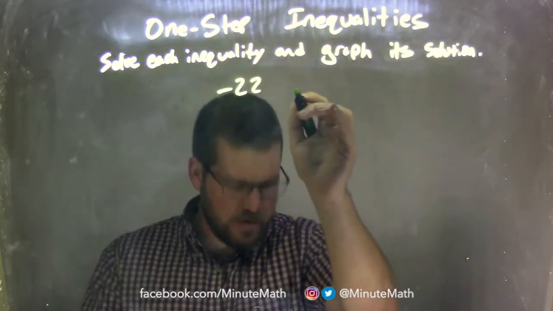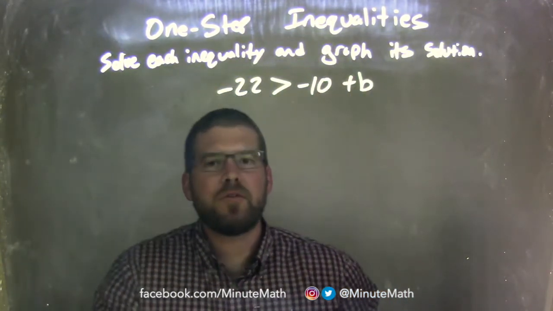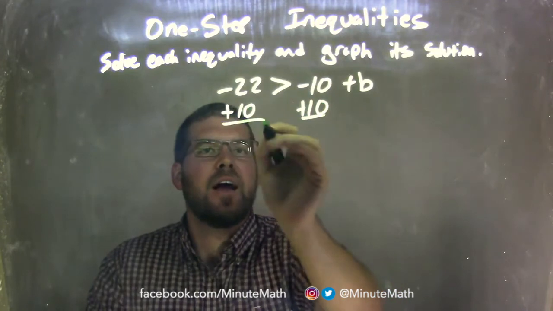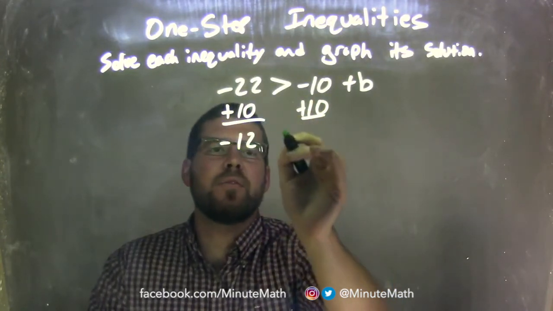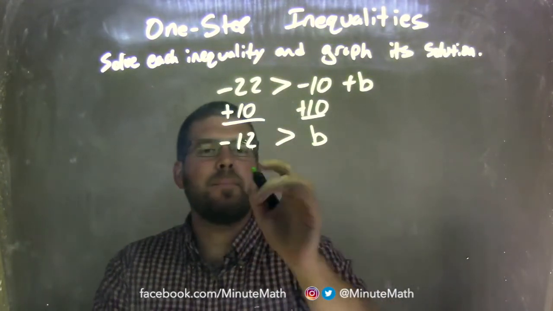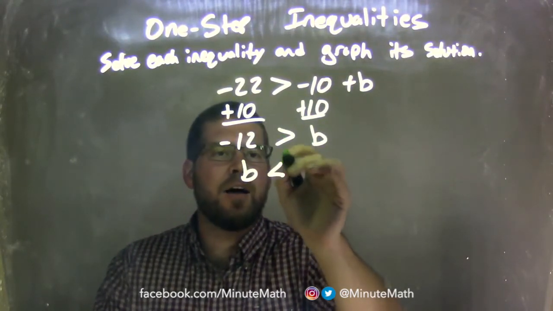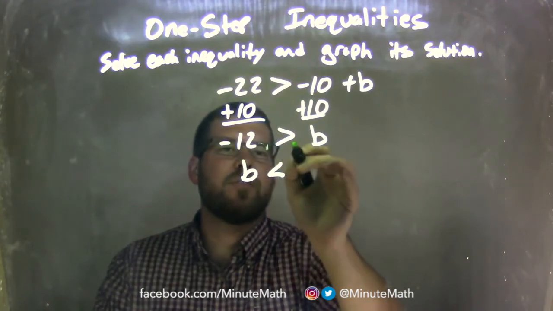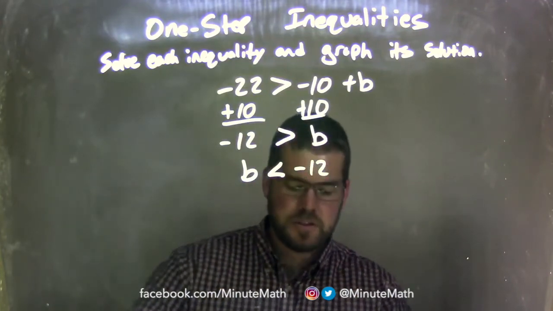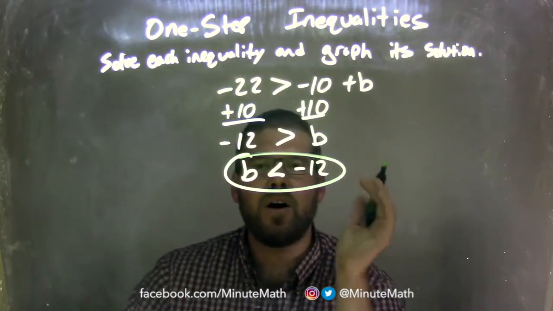Negative 22 is greater than negative 10 plus b, okay? Well, my first step here is I need to add 10 to both sides to get b by itself. So I'm adding 10 to both sides, and negative 22 plus 10 is negative 12, and that's greater than b. Now I want to write b first, though. So by writing b first, I need to flip the inequality as well. So instead of a greater than sign, I have a less than sign. Negative 12 is greater than b is the same thing as b is less than negative 12. Now I have b written first, which is fantastic. And so it's isolated, so we're done, right? b is less than negative 12 is my final answer.